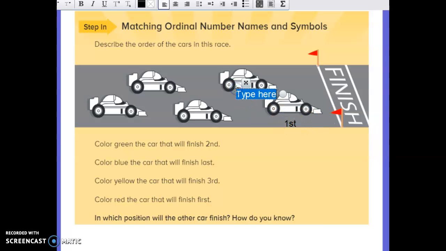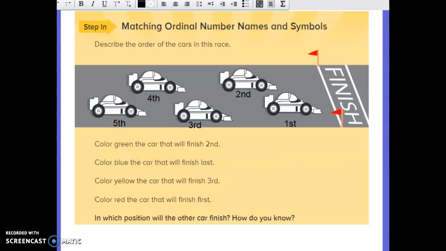Then this car is coming in second, because you have to see how close they are. What's their place towards the finish line? This car's bumper is first, so he's going to cross the finish line first, second, third, fourth, and fifth.